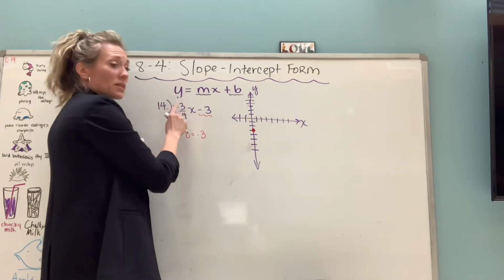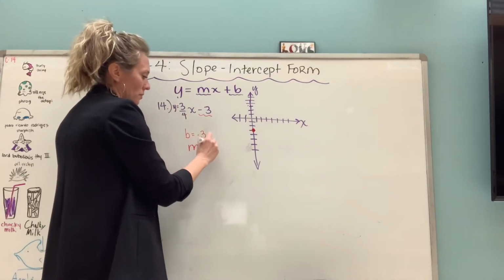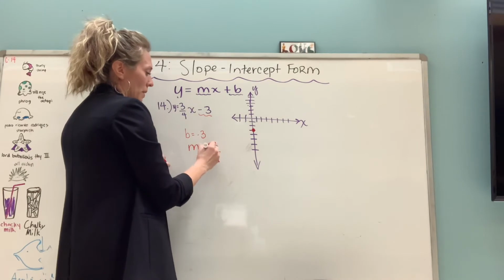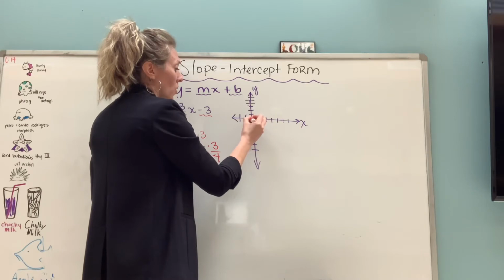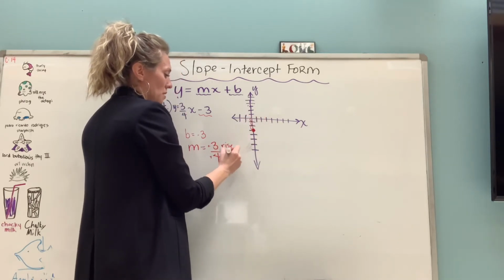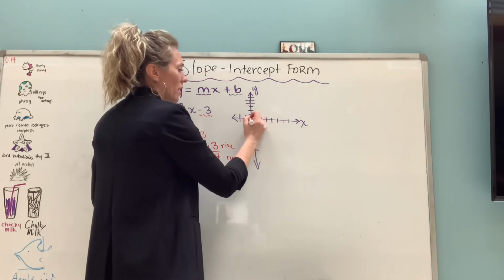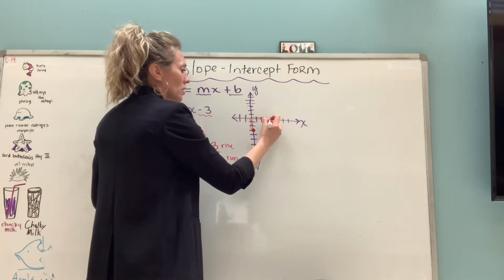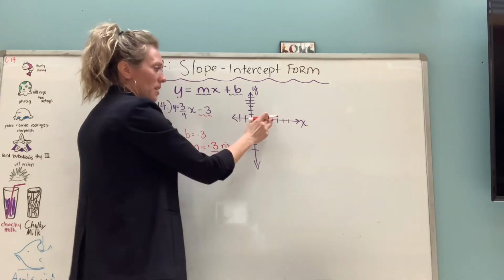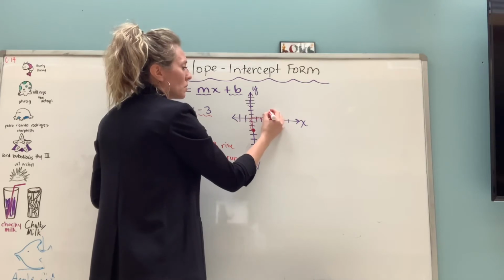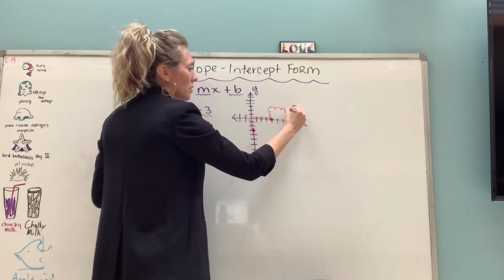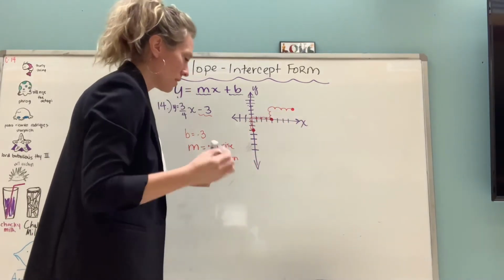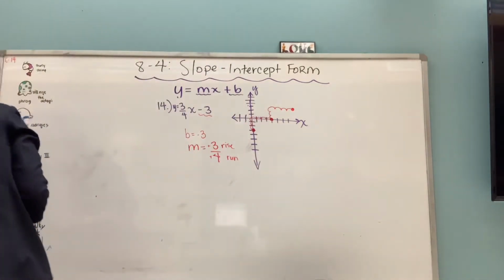Now my slope is 3/4, which is +3 over +4. I'm going to go up 1, 2, 3, and go forward. My rise was 3, my run is 4, so I'm going to move sideways 4: 1, 2, 3, 4. There's another point. Now I'm going to go up 3 again from here, 1, 2, 3, and over 4: 1, 2, 3, 4. There's another point. Connect the dots.